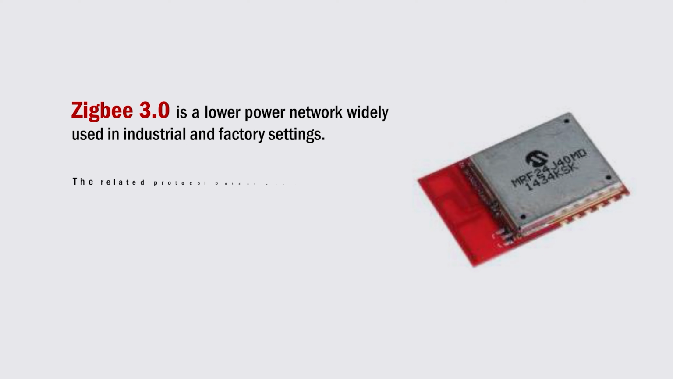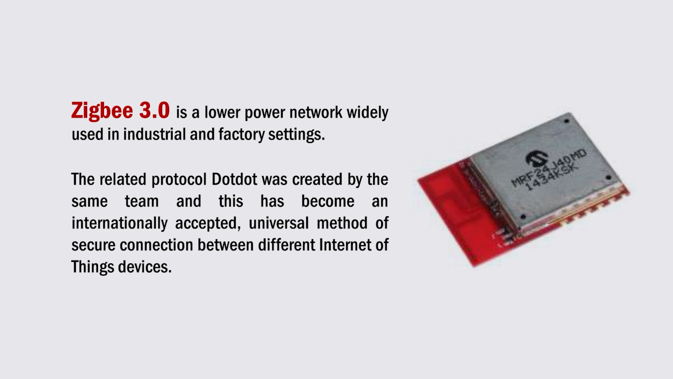The other technology that we can talk about which is used in the IIoT is the Zigbee 3.0. It is a lower power network widely used in industrial and factory settings. The related protocol, dot protocol, was created by the same team, and this has become an internationally accepted universal method of secure connection between different Internet of Things devices.